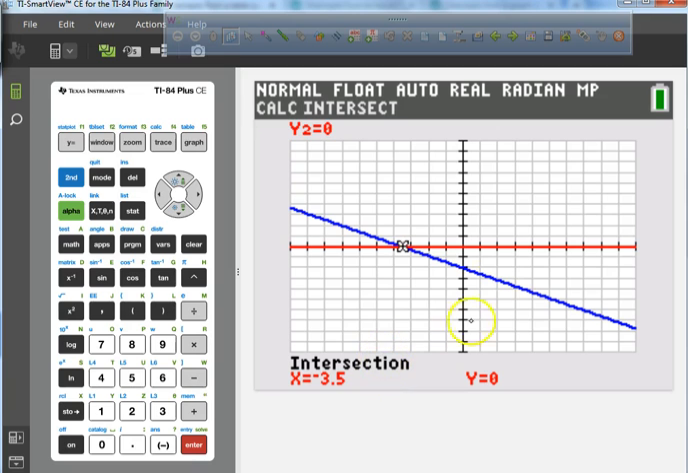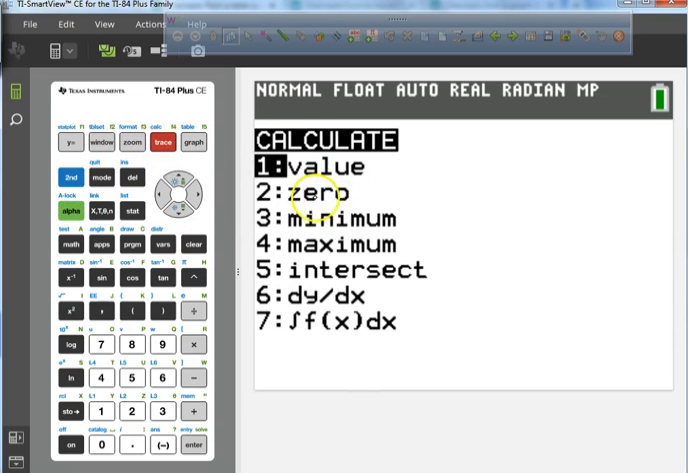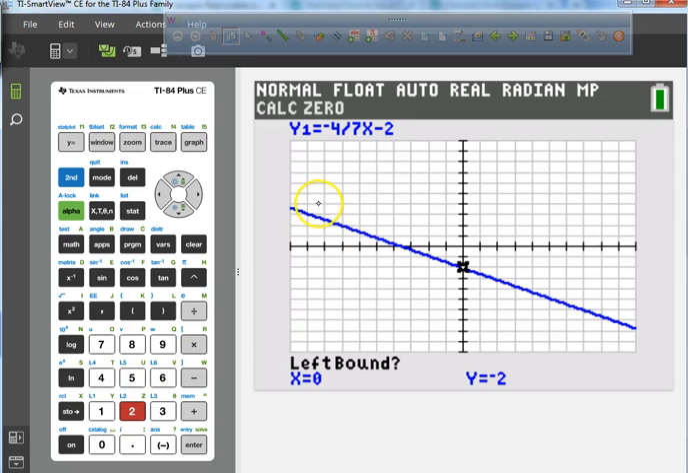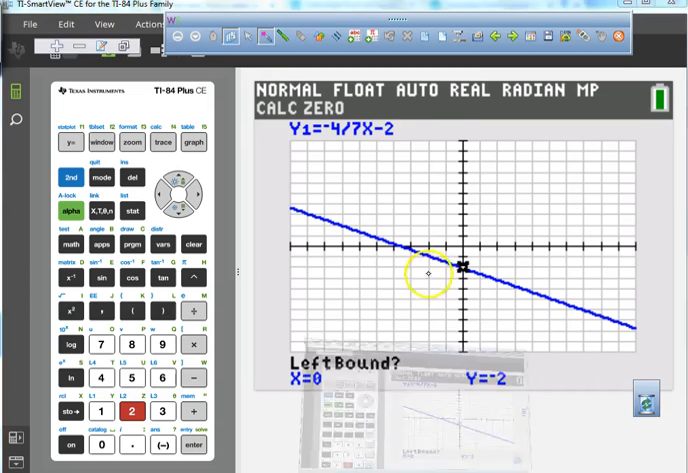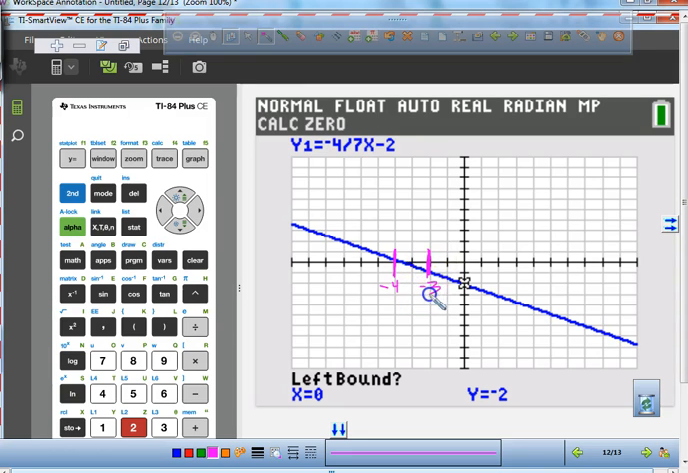Now, there's some math snobs out there that right now are saying, you don't have to do that. You don't have to hit y equals and put 0. You can actually do second trace and calculate a 0. Now, where is my 0 located? Between here and here. What's my x value? 1, 2, 3. That's at a negative 4. This is a negative 3. Is my 0 located between negative 4 and negative 3?